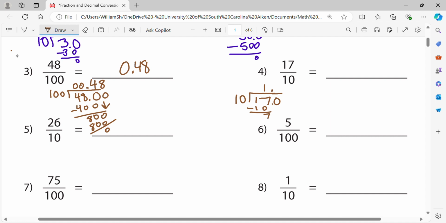Keep the decimal same right there in that numerator. And now here, we're going to bring that 0 down. How many times does 10 go into 70? It goes 7 times, and there it will 0 it out. So 17 over 10 is the same thing as 1.7, or 17 in the 10th place, technically. Remember, this is the 10th place here. This is the 100th place.